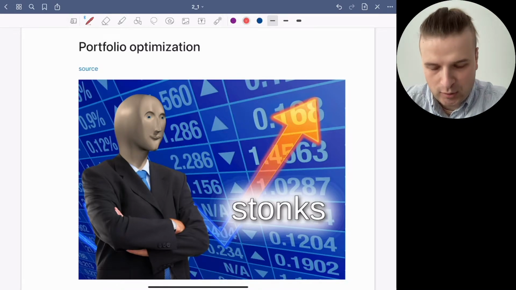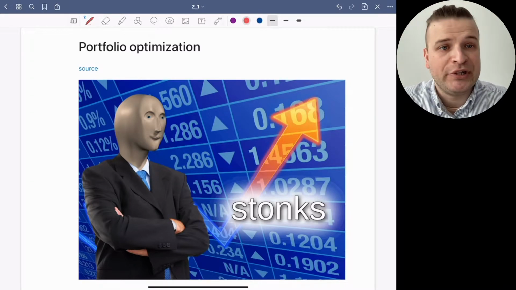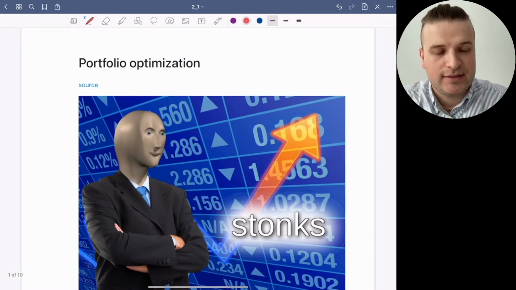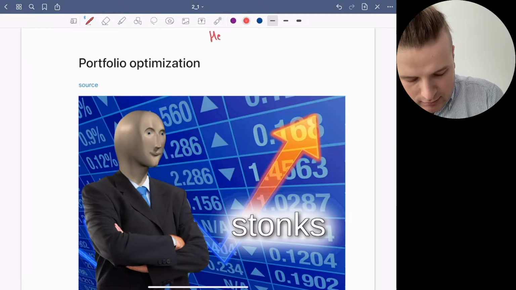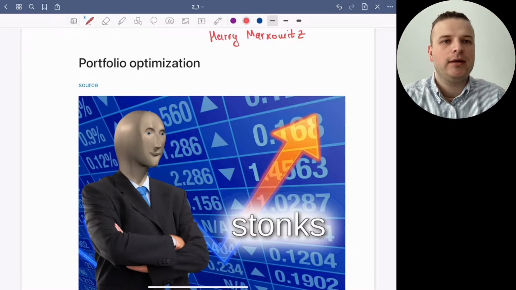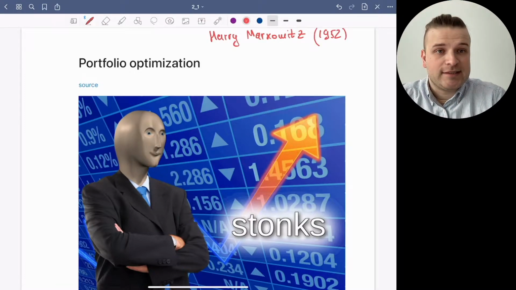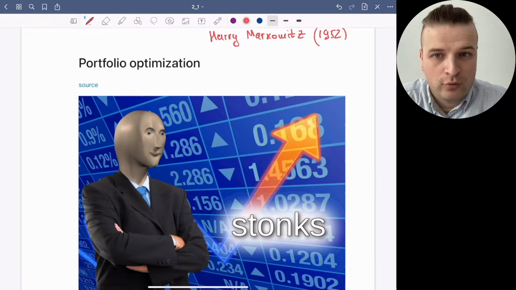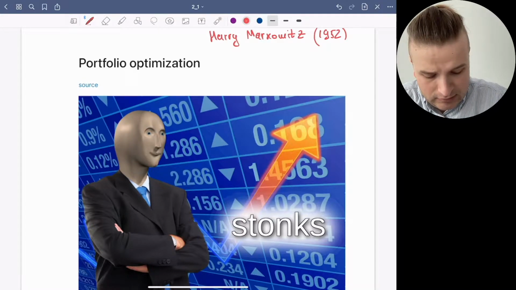Hello, my dear friends. Today we're going to talk about portfolio optimization, and we'll briefly describe the idea of Harry Markowitz, which was developed in the middle of the 20th century. And he received a Nobel Prize for this problem, for this study, but a little bit later.